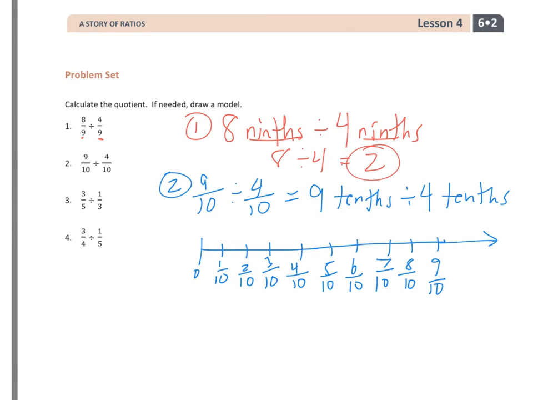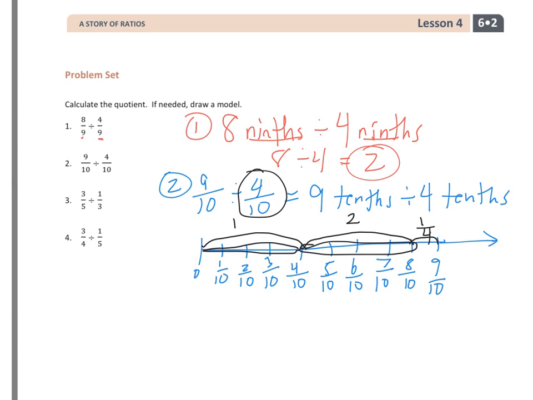And now I need to do little jumps for every 4. So there's 1. And then another 4, there's 2. And I can only jump 1 of the 4 because I'm trying to make groups of 4 here. So I could have done jumps, or I could have done little circles here to show this. Either way, I'm trying to make groups of 4, and I can only get 1 of the 4. So I have 2 and 1/4. And that's my answer for 2.